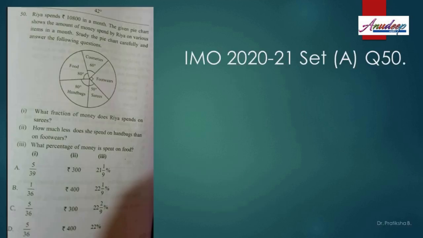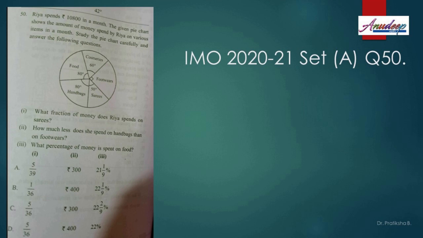Priya spends rupees 10,800 in a month. The given pie chart shows the amount of money she spent on various items in a month. So there are various things that she is spending on: cosmetics, footwear, food, handbags, saris. The first question is, what fraction of money does Priya spend on saris?